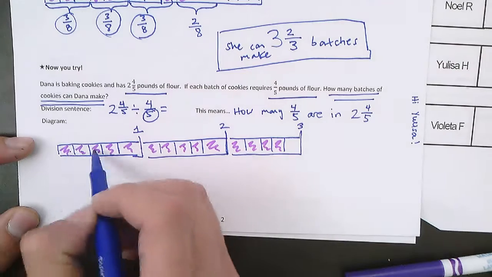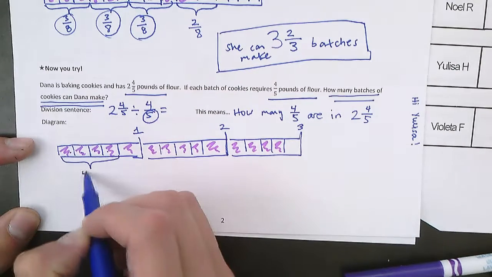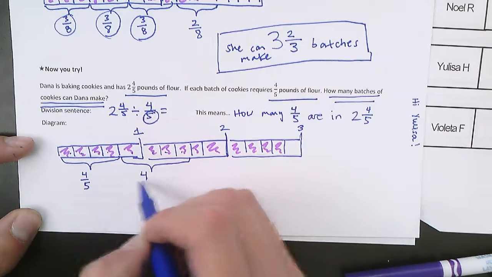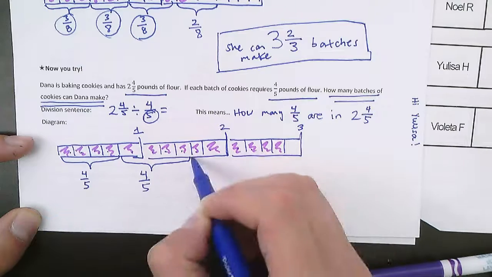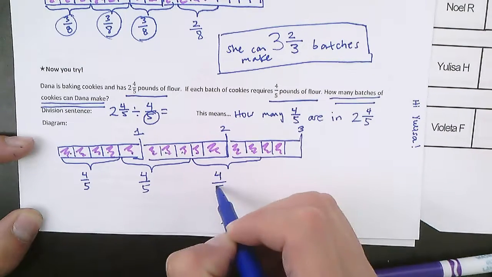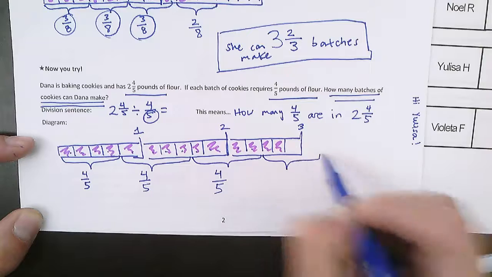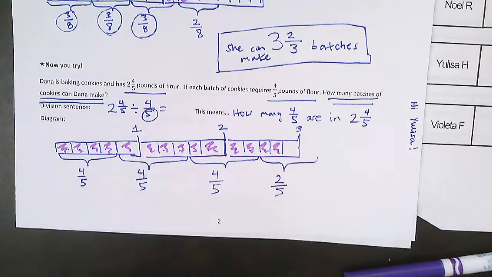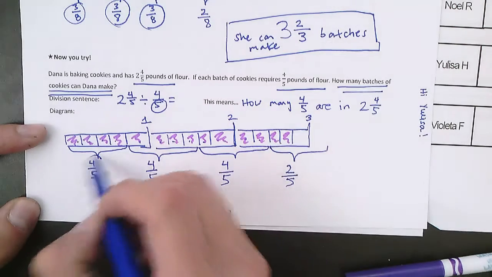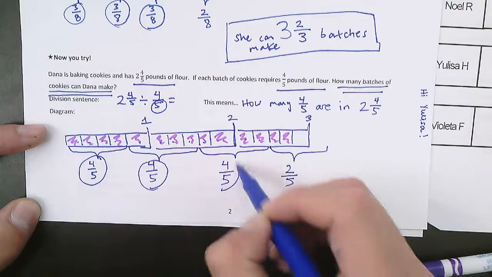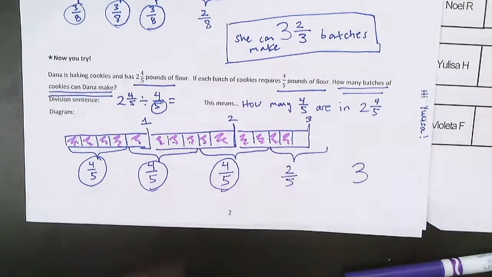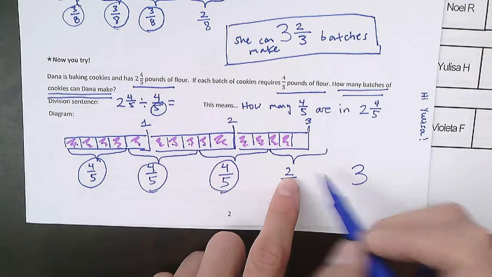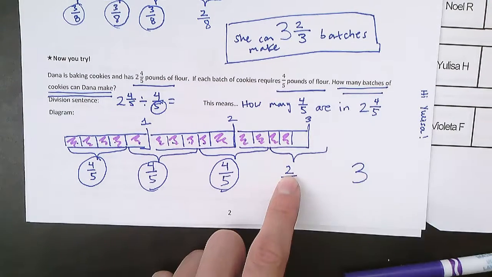So let's count that out. 1, 2, 3, 4. All this right here is 4/5. 1, 2, 3, 4. Here's another 4/5. 1, 2, 3, 4. Here's another 4/5. And then here we only have 2/5. So first I check how many sections of 4/5 do I have? 1, 2, 3. Okay, so there's 3 sections of 4/5, and then I'm left over with these 2/5. So I have 2 out of the 4/5 that I would need.